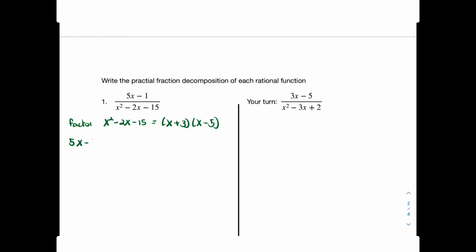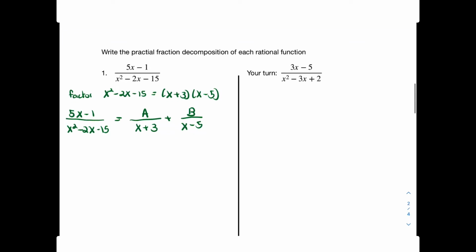Now I'm going to set it up. So my original equation, 5x minus 1 divided by x squared minus 2x minus 15, will equal my first factor, which is x plus 3, with A over it, and then B over my second factor of x minus 5. So that would be my partial fraction decomposition. Now my whole goal is to figure out what A and B are.